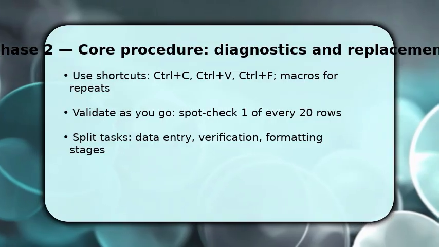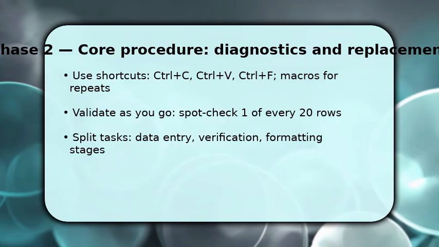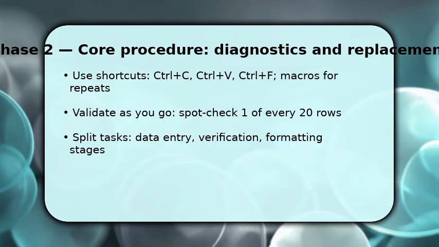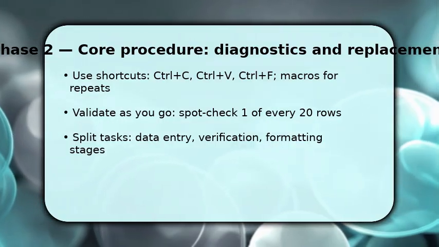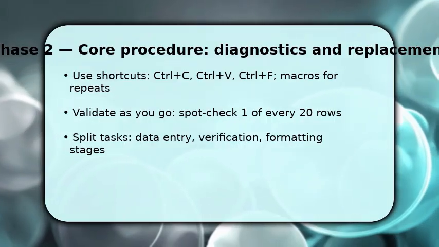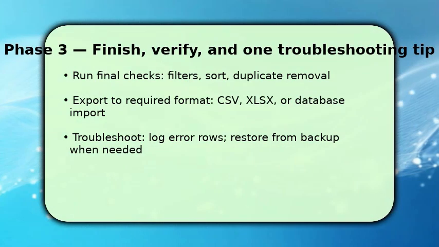Use find, replace, and basic formulas to standardize entries, and run simple macros for repetitive patterns. Make sure to verify 1 out of every 20 rows immediately to catch systematic errors early. If you spot a pattern of mistakes, pause, correct the template, and reprocess only the affected range rather than all data.